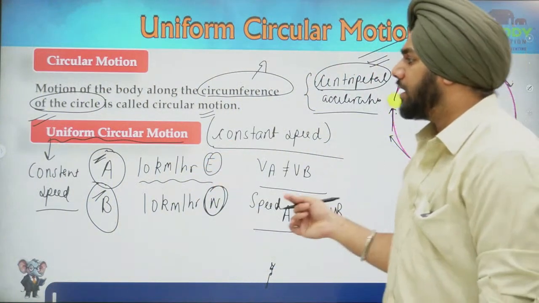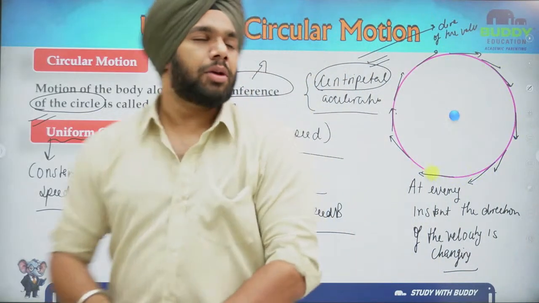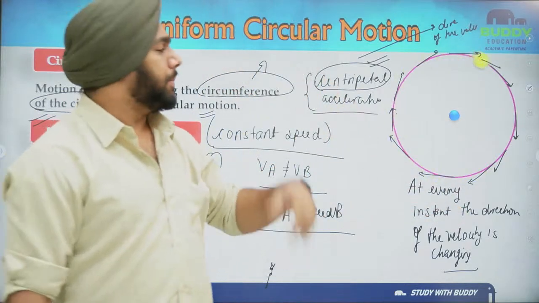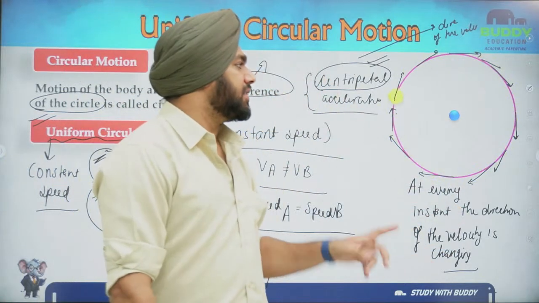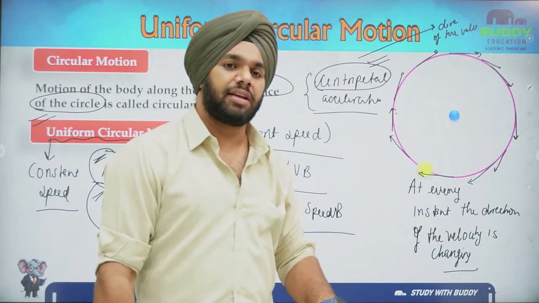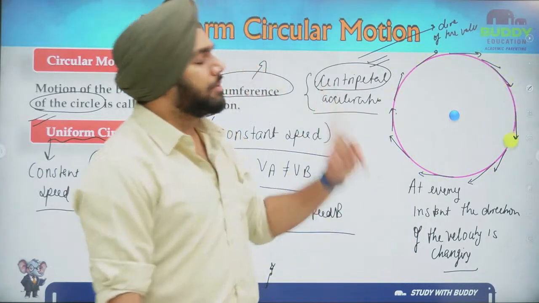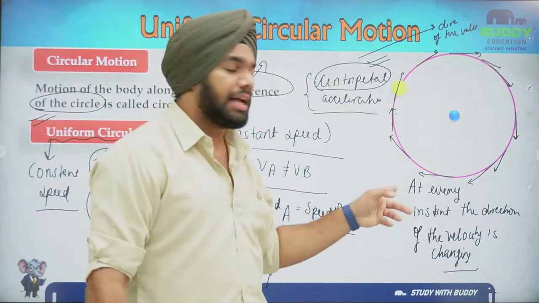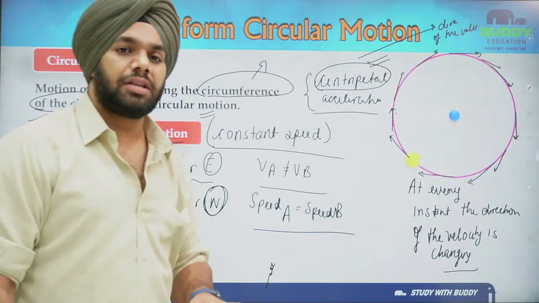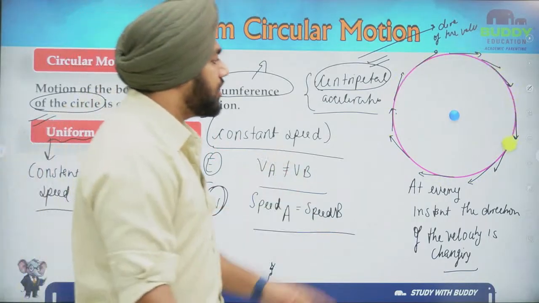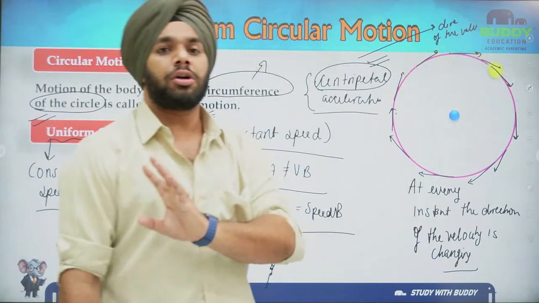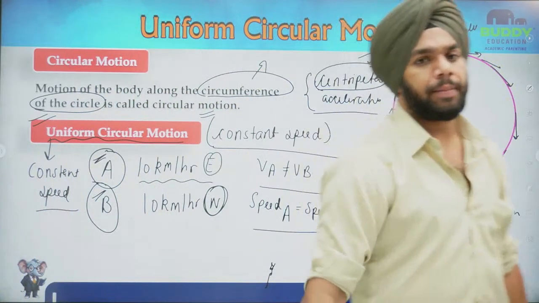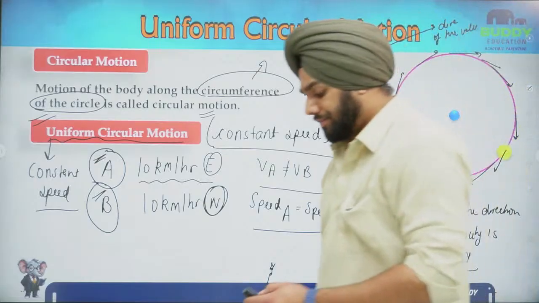Velocity is variable. How come velocity is variable? Because at every point the direction of the particle is continuously changing. Because the direction is continuously changing, we can say that velocity is changing. If velocity is changing, there is an acceleration, called centripetal acceleration, and that centripetal acceleration is only responsible for changing the direction, not the magnitude. So I hope that till here it is clear, then we can proceed. Okay, right.